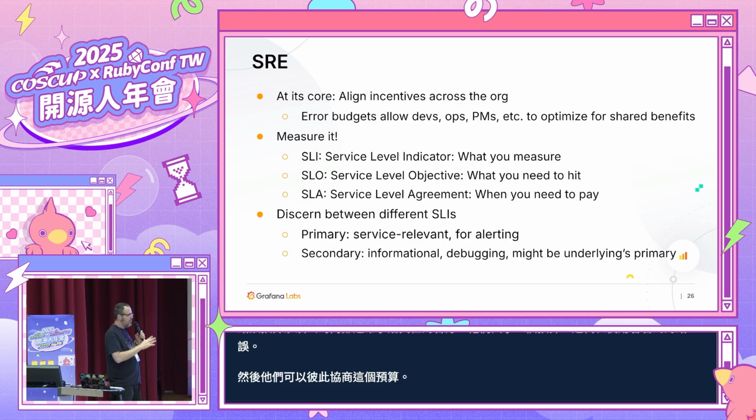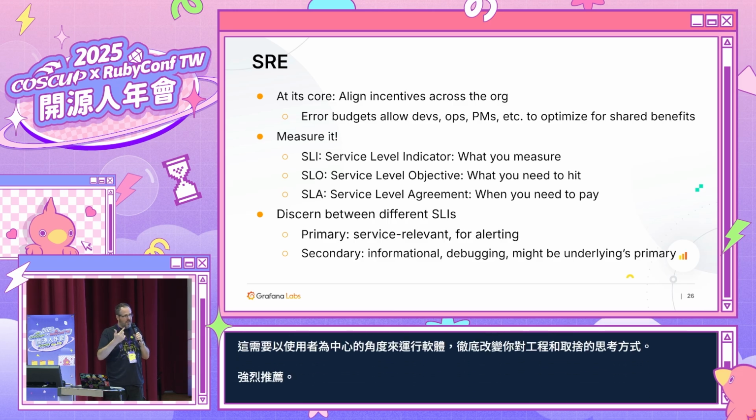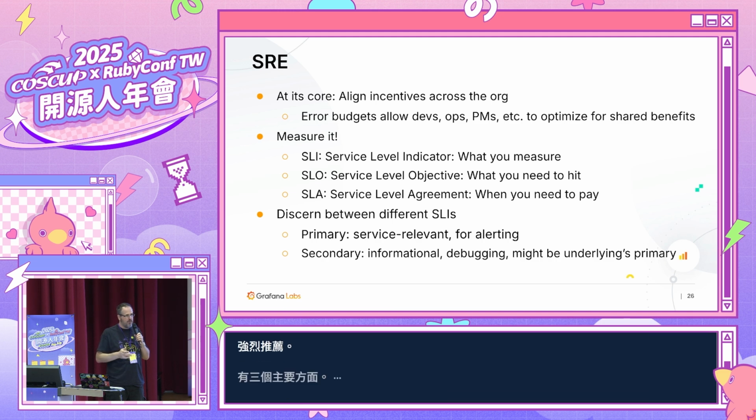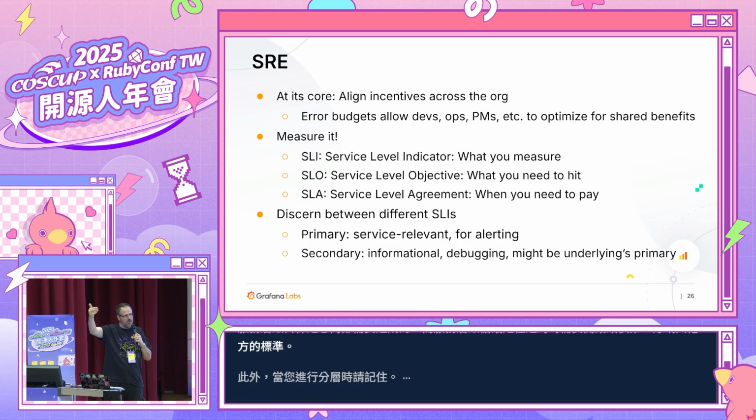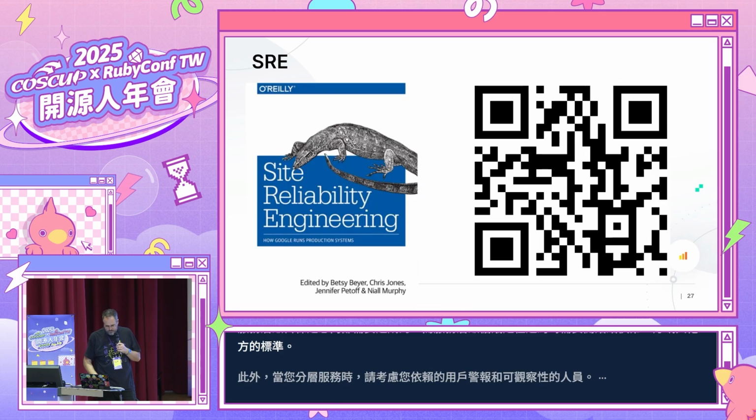There are three big things in SRE: SLI, SLO, SLA, and everyone keeps saying them and no one ever explains them. It's very easy. Service level indicator is what you measure. Service level objective is what you have to hit internally, and service level agreement is where you have to start paying third parties or whatever when you are in breach. Also keep in mind as you layer your services that whatever people you rely on use for their alerting and for their observability, you can use for your own as an indicator of something being broken which you rely on.